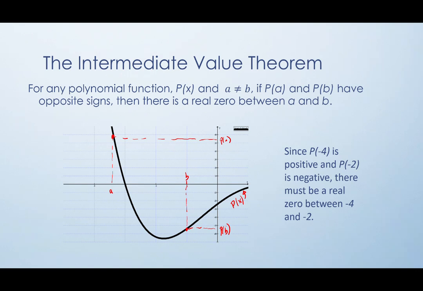So in this case, I didn't pick x equals 4 or negative 4 because it was off the graph, but p of negative 4 is obviously positive, p of negative 2 is obviously negative. There has to be a real zero somewhere between those two numbers.